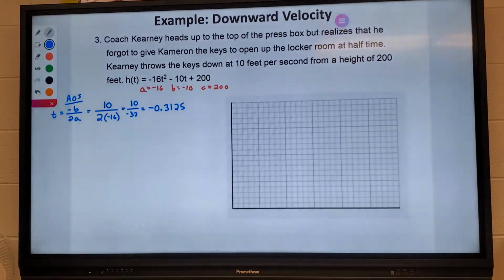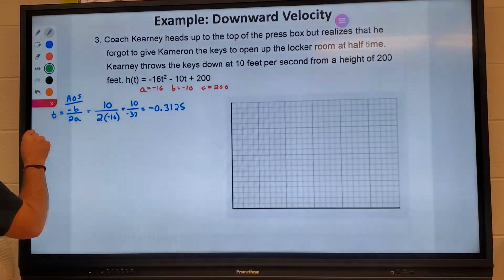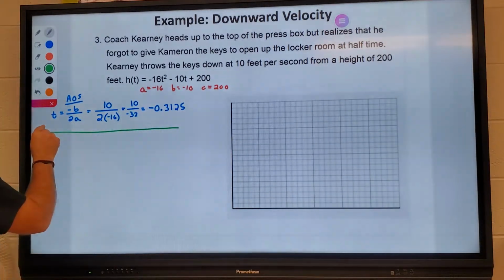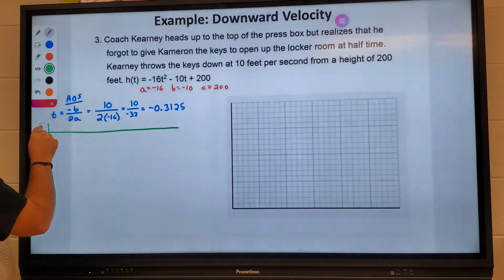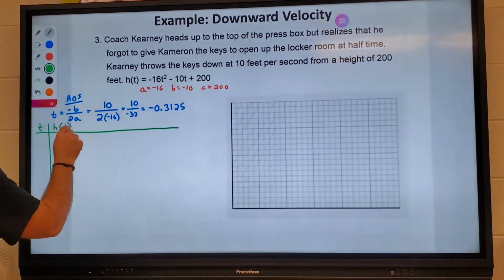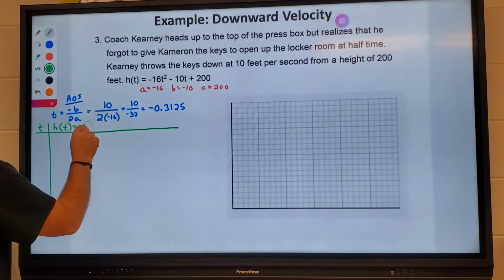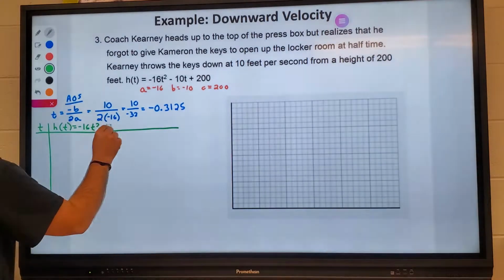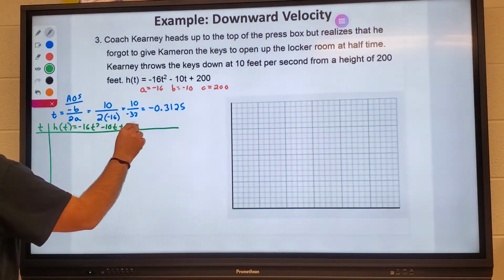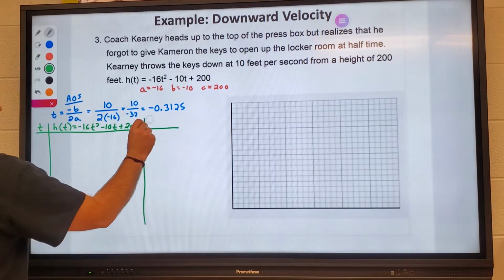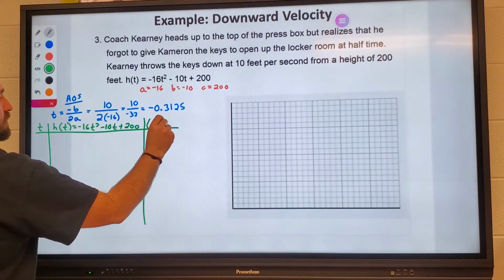Okay, and you will not include this in your table, and it will not be included in your graph. Okay, if the AOS is positive, it will be included in both your table and your graph. But here, it is negative, and it will not be. Okay, so from here, we then start our table. Again, the table is going to be an H chart. I'm going to start with T. I'm going to then do the equation h of t equals negative 16t squared minus 10t plus the 200. And then these are going to be my ordered pairs. What I plug in, comma, what I get out.